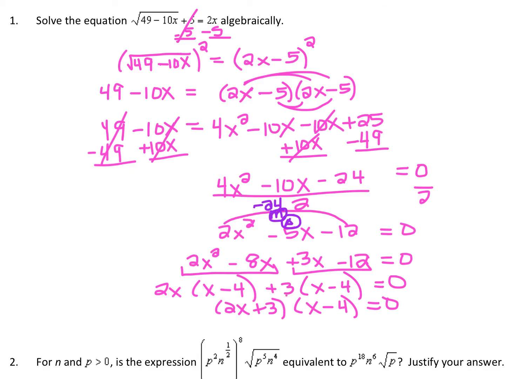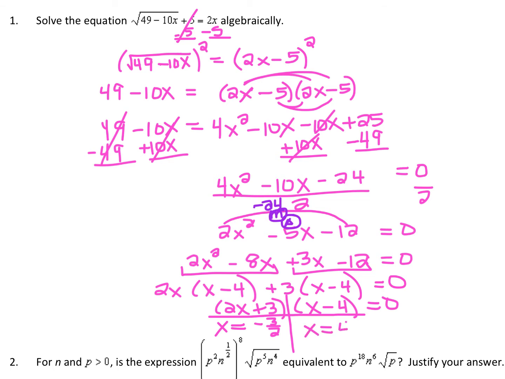All right, so if you want to physically draw the t-chart, go for it. You don't have to if you don't want to. So on this side, we know we get x equals the negative of this number divided by what's in front of the x, so negative 3 over 2. Okay, and on this side, we get x equals positive 4. It always has the opposite sign.